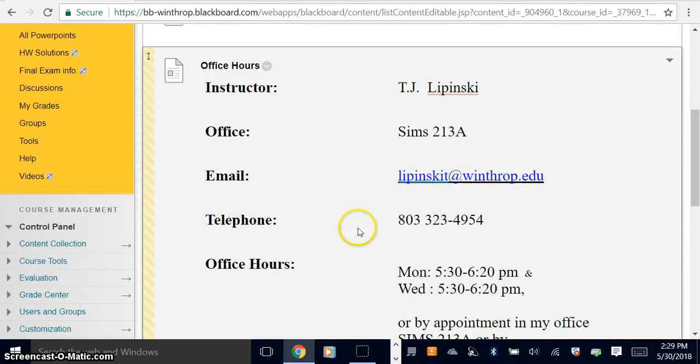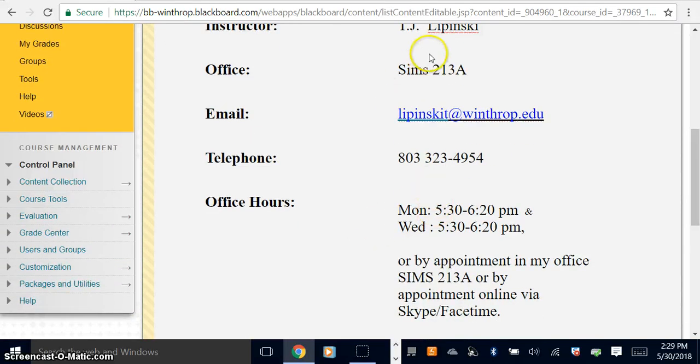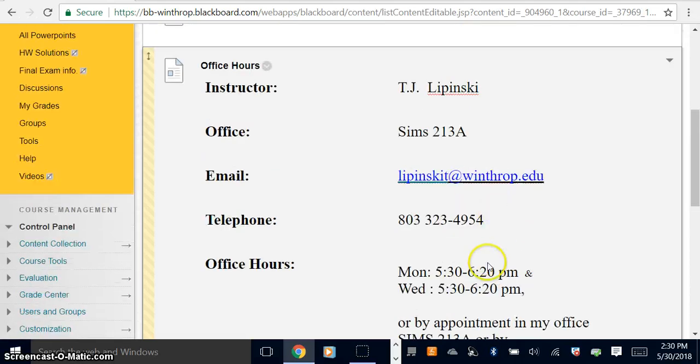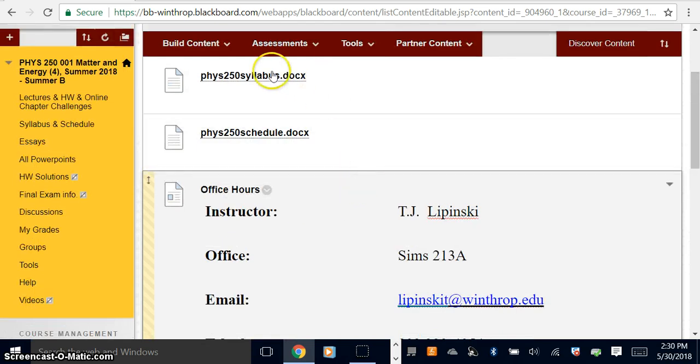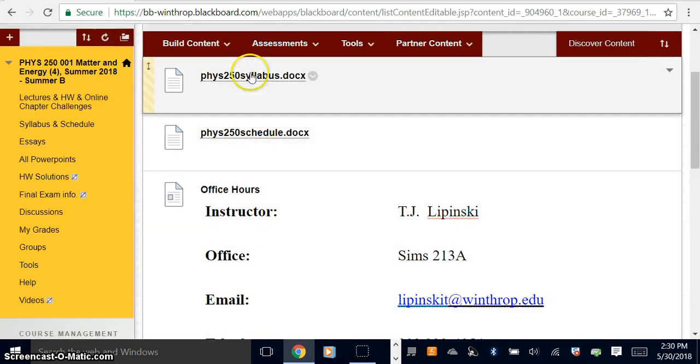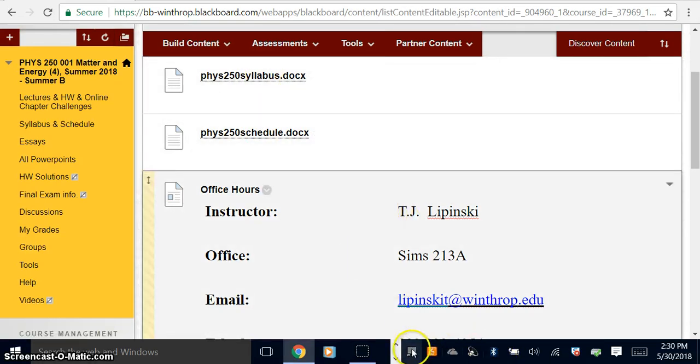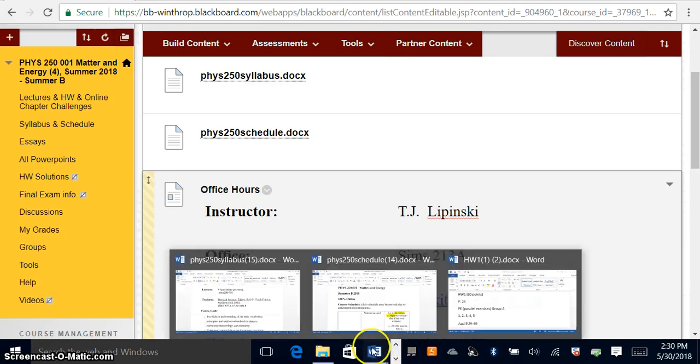Here's my office hours again. I'm in Sims 213A. That's my office, second floor of Sims. I'll be in there during these hours, and of course I have my astronomy class right at 6:30. I'm usually in my office before 5:30, just to get everything prepared. All right, so here's the syllabus, and here's the schedule. As I said, the schedule is actually on the syllabus as well. I don't know why I created two files, but I did. I already have them open, so let me go to those. All right, here they are.